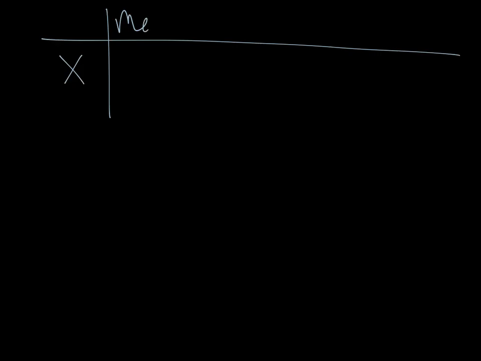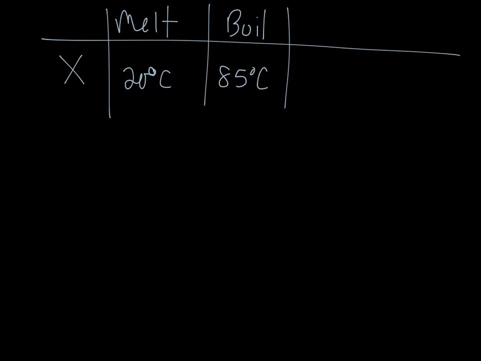Change of phase? Okay. So for a change of phase problem, the first thing you have to identify is the boiling and the melting point of the substance. So let's call this substance X. Okay, and I tell you that substance X has a melting point of 20 degrees Celsius and a boiling point of 85 degrees Celsius. So it's not water, but maybe it's something like water, some sort of solution.